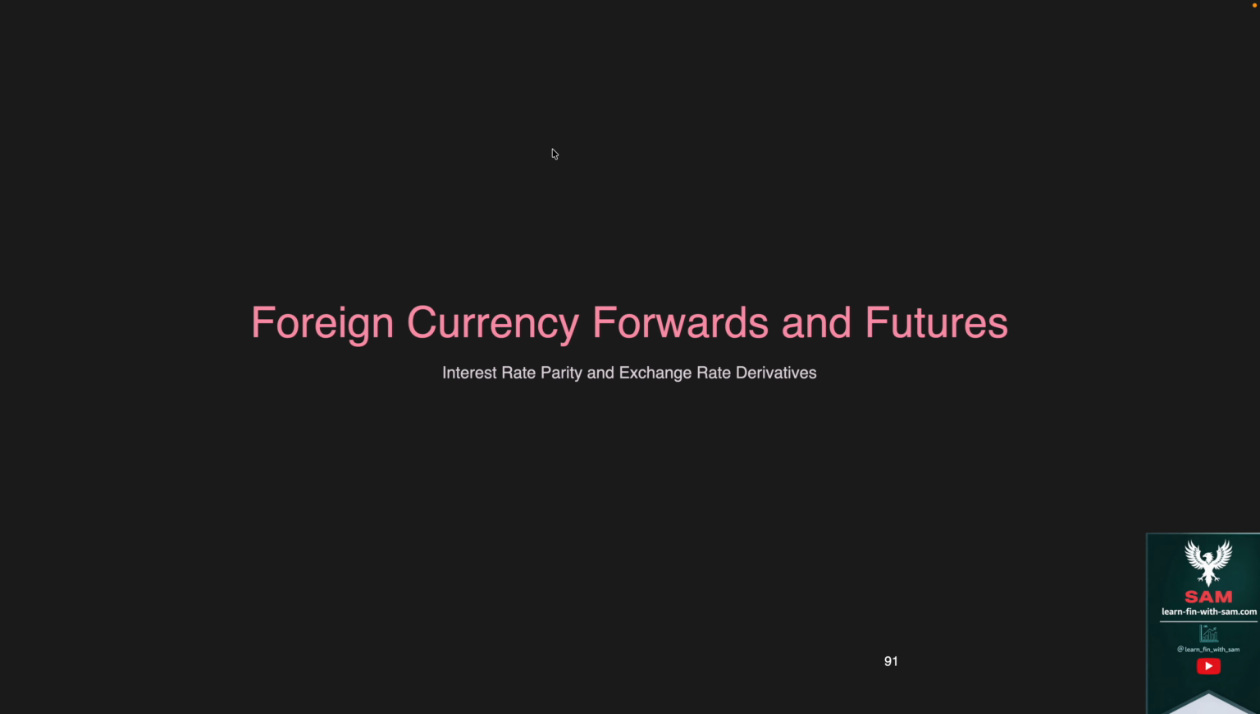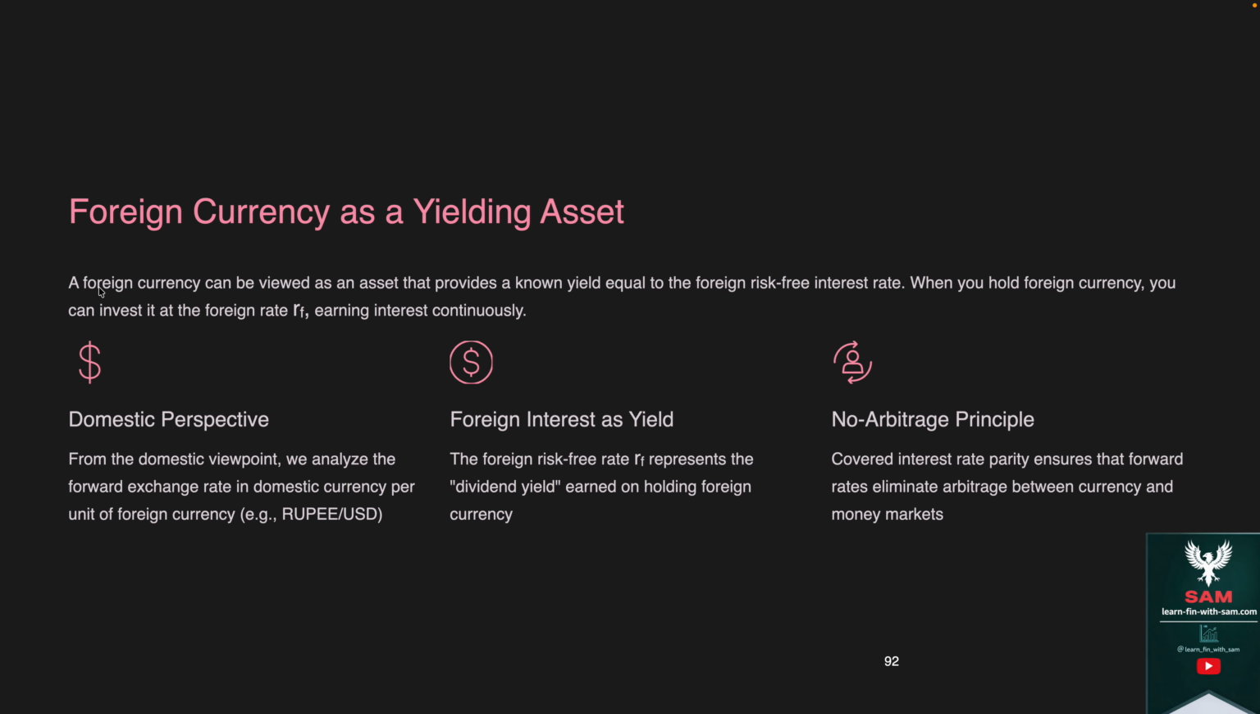Foreign currency forwards and futures. See, this is derived through interest rate parity and exchange rate derivatives. A foreign currency can be viewed as an asset that provides a known yield equal to the foreign risk-free interest rate. What does it mean?